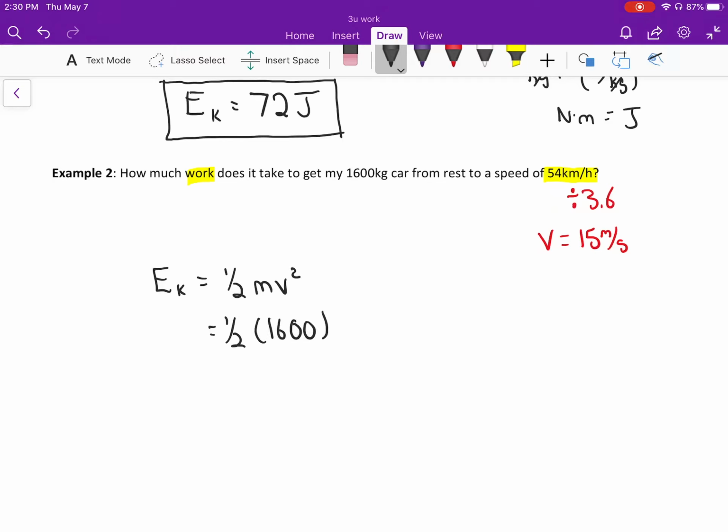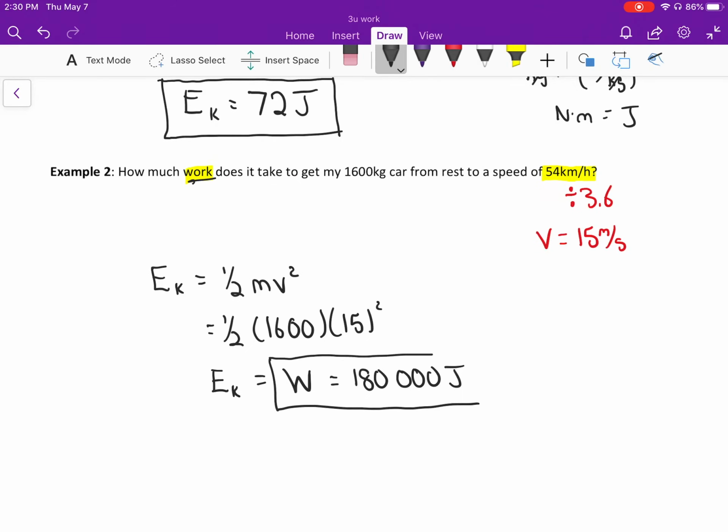So 1/2 of 1600 multiplied by 15 squared. Using a calculator, we can say EK, we could say that's equal to work, so we're actually matching what the question asked for. The final number I got for this one is 180,000. And again, the magic of the metric system, as long as we're in kilograms and meters per second, it works out to be in joules.